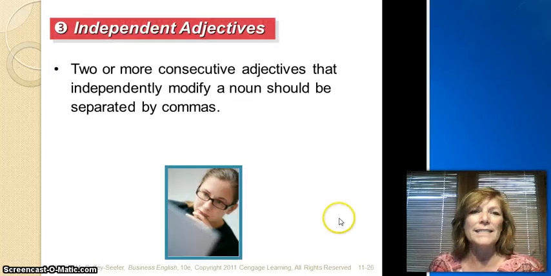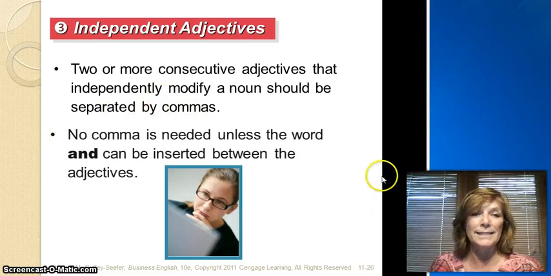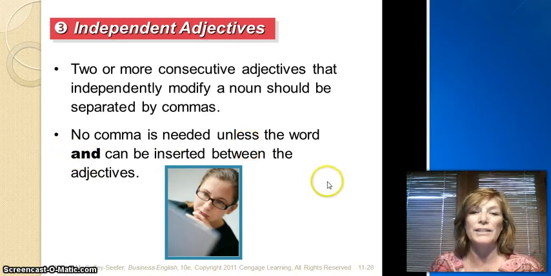Okay, and then we have independent adjectives. If there's two or more consecutive adjectives that independently modify a noun, they should be separated by commas. For instance, a comma is needed. No comma is needed unless the word "and" can be inserted between the adjectives. And this is your little trick on figuring this out.